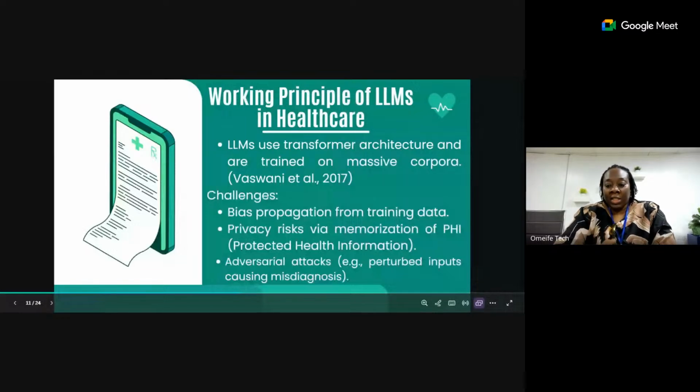Then for robustness as a challenge, that's when it comes to adversarial attacks. Adversarial testing is usually used after training the models, to test them on different kinds of adversarial attacks. Then uncertainty quantification also.